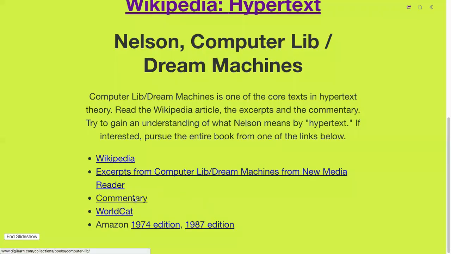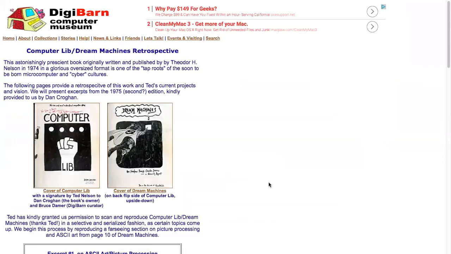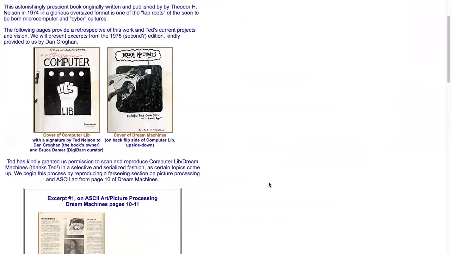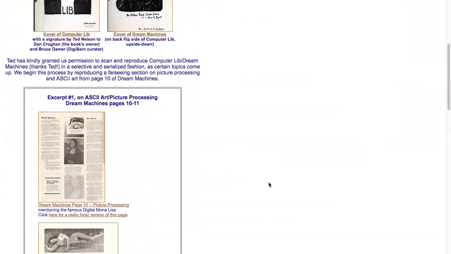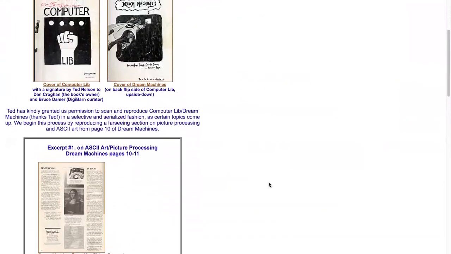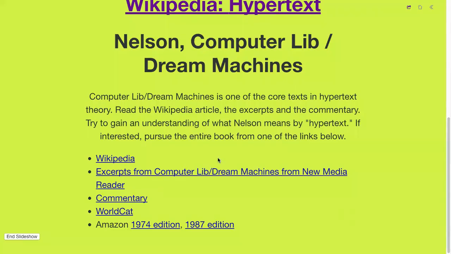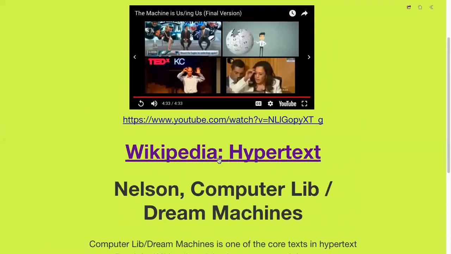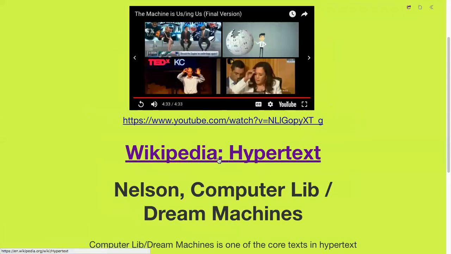But you can read, this commentary site is kind of cool. There's a picture. That's what one of his pages looks like. It's just a really cool book and a really cool set of concepts. So I'm introducing you to these concepts, and I want you to get your brains working around what hypertext is and why you're doing it. But the readings are pretty light for the week.